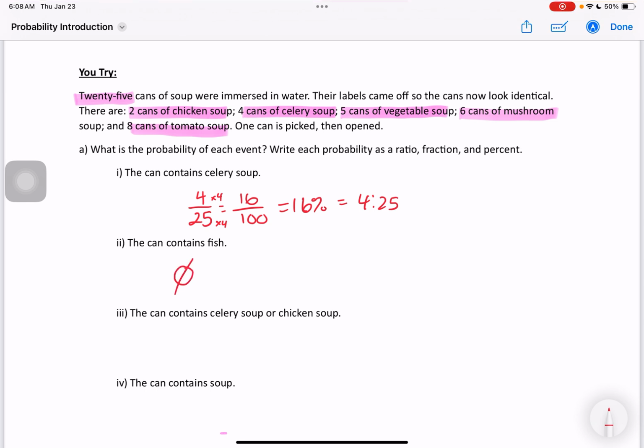The can contains celery soup or chicken soup. So in this case, we need to combine those. So I'm going to give you a moment to pause the video here to try to figure it out on your own. Okay, so again, we have 25 in total, and then we have the celery soup and the chicken soup. So we have 4 cans of celery soup and 2 cans of chicken soup. So that means 6 goes on the top. Okay, so same deal. I'm going to turn this into a fraction over 100 just to make it easier to get the percentage.